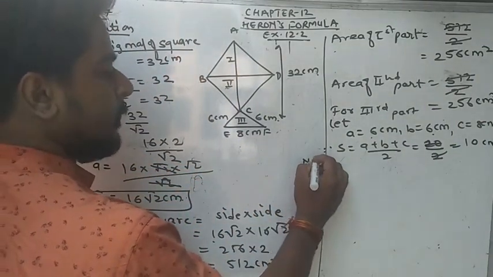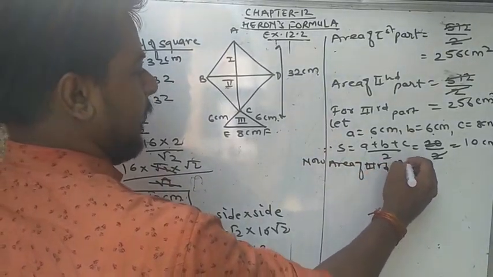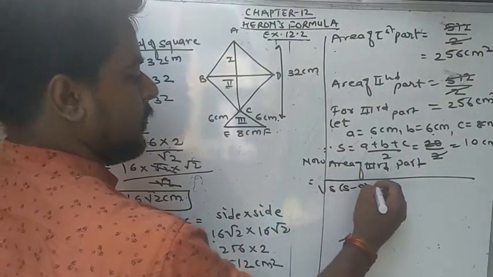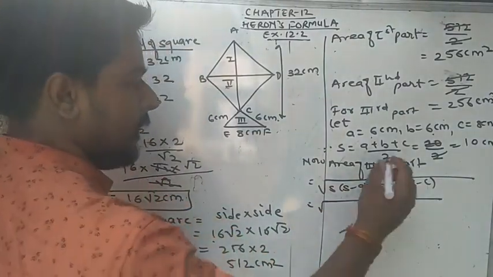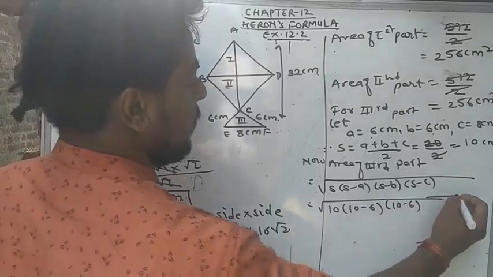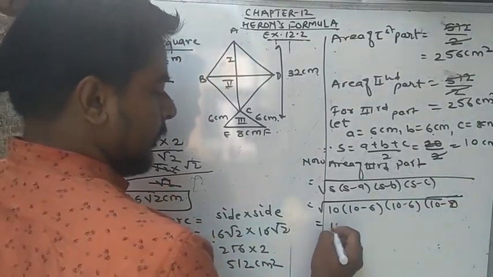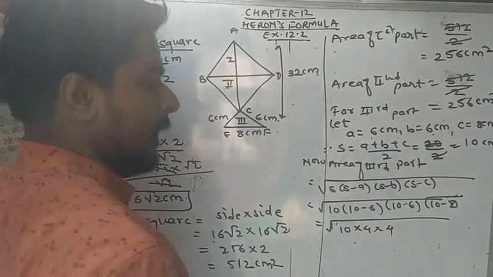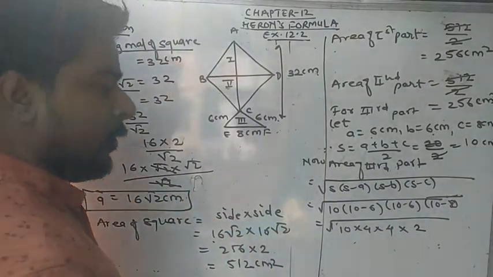Now the area of the third part is equal to, by Heron's formula, square root of S times (S minus A) times (S minus B) times (S minus C). What is the semi-perimeter? It is equal to 10 minus 6, 10 minus 6, and 10 minus 8. Now it is the square root of 10 multiplied by 4 multiplied by 4, and multiplied by 10 minus 8, that is 2.